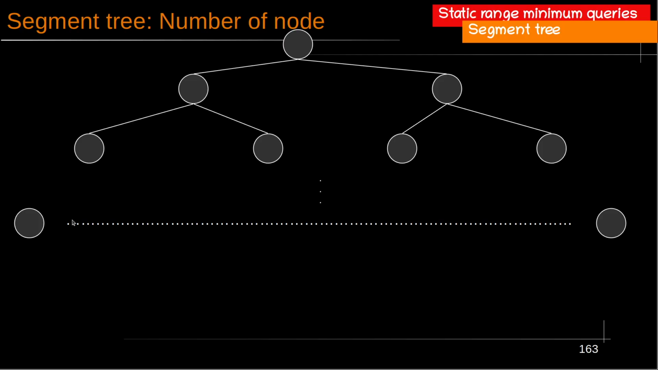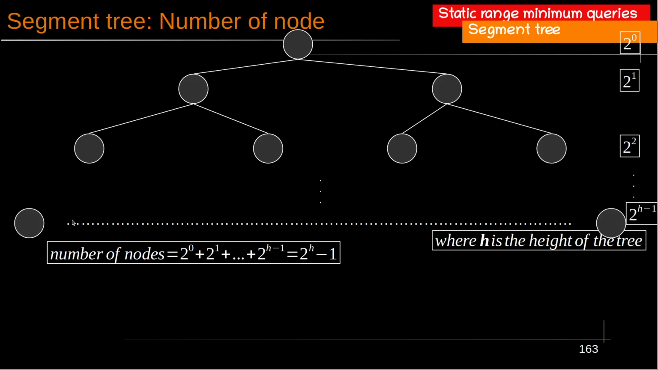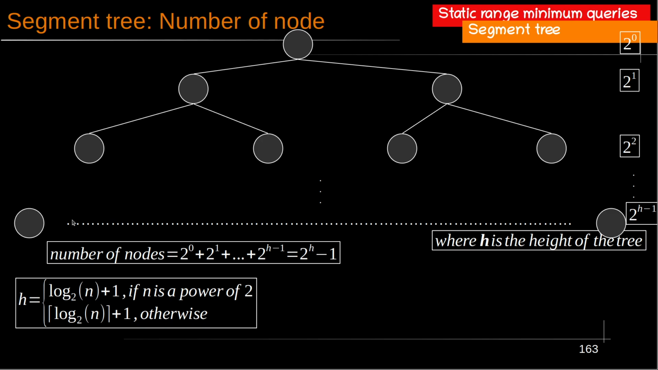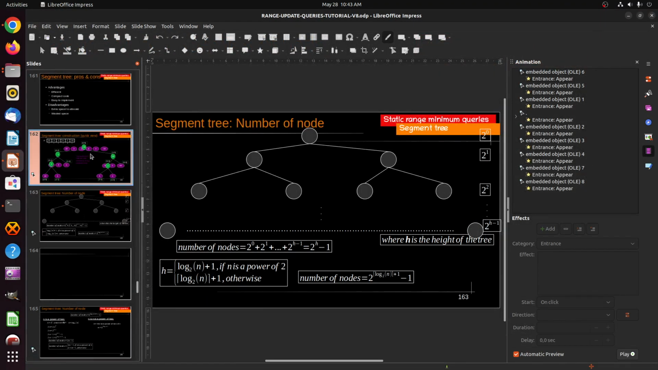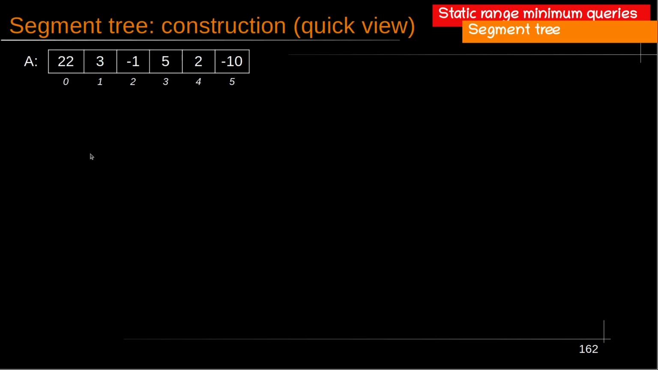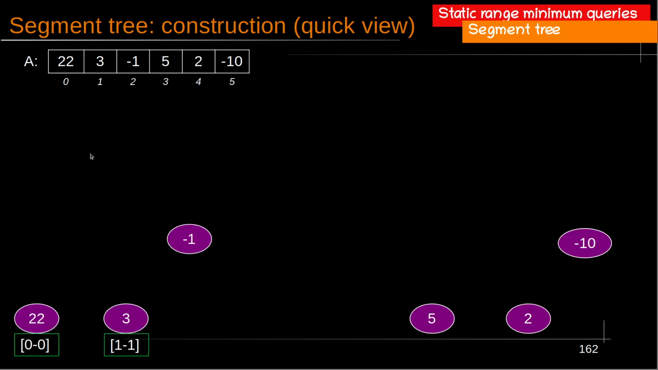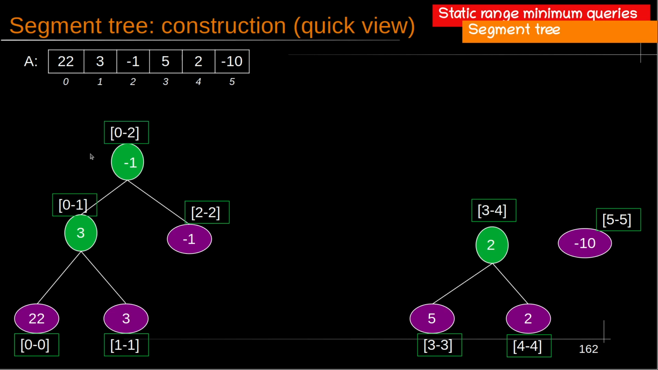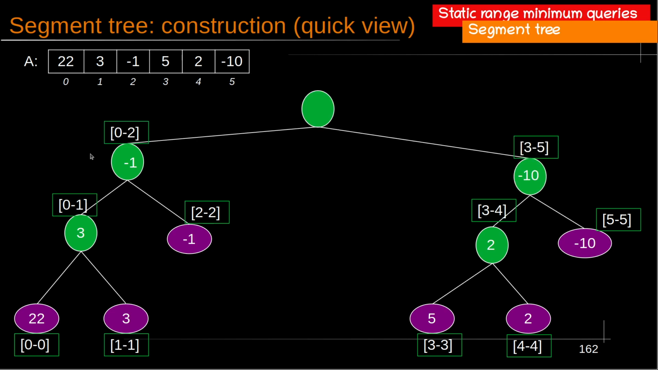Okay. So now if n is a power of 2, h is equal to log base 2 of n plus 1. What if n is not a power of 2? Then I will go to the next power of 2. Like in this example here, I have 6 nodes, sorry, 6 elements. So the next power of 2 after 6 is equal to 8. How can I compute this?